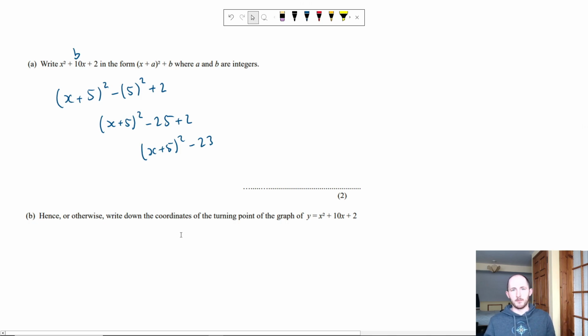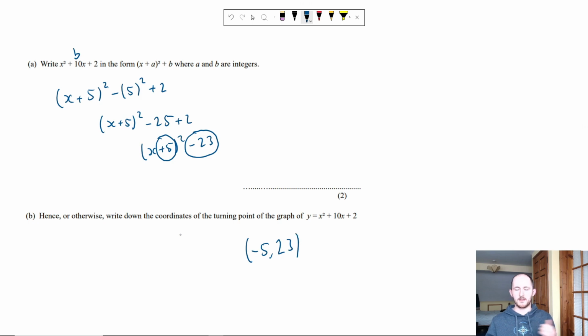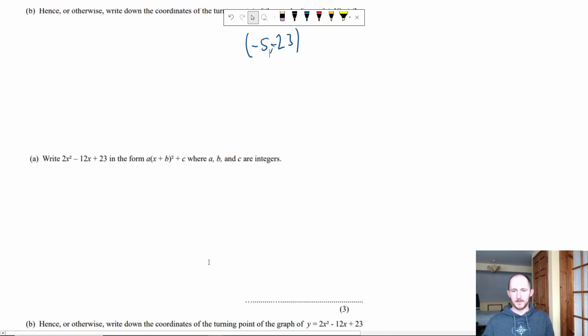So again, what are the turning points? So take a second to think. Again, there are two ways to do it. I take this number and I change the sign, minus 5. I take this number and I put the exact same thing in, 23. That's it, minus 23. Okay? Super, super lightweight in this case, okay?